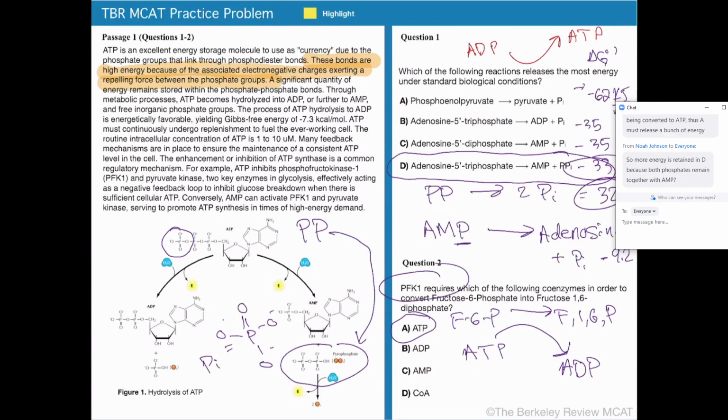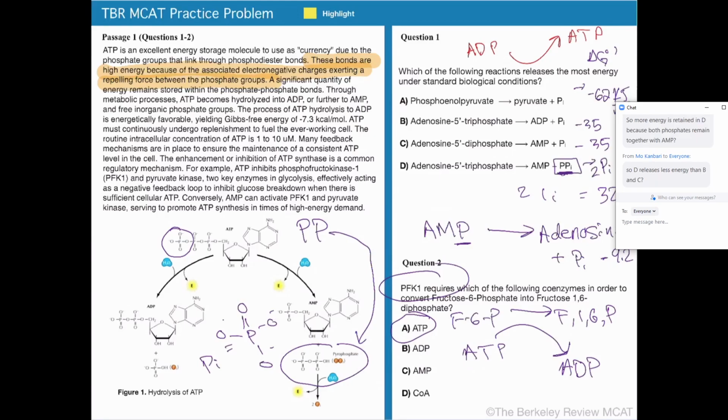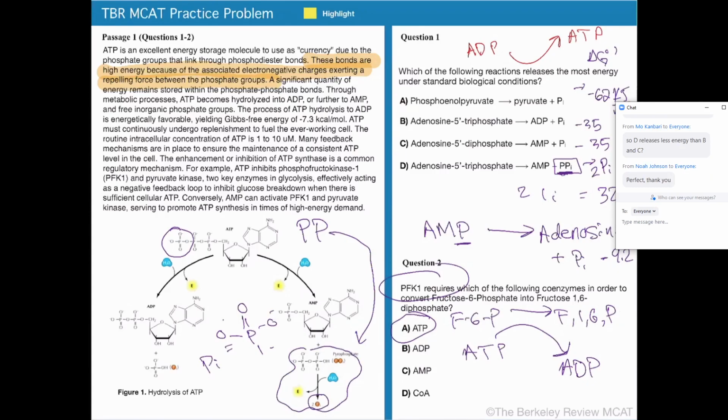No, it says more energy is retained in D because both phosphates remain together with A and P. Yes, exactly. So this is a very technical thing. If you look right here in D, these things are still connected, that's still a pyrophosphate. Now, if you were to split pyrophosphate into 2Pi, you're going to gain even more energy, which is shown actually down here, into 2Pi. Do you see that? Great question.